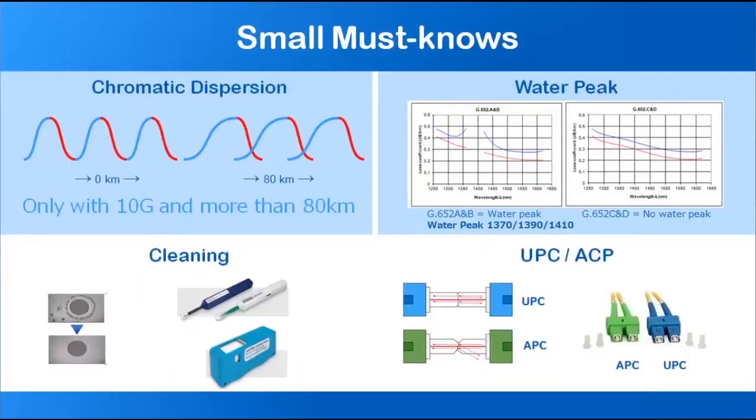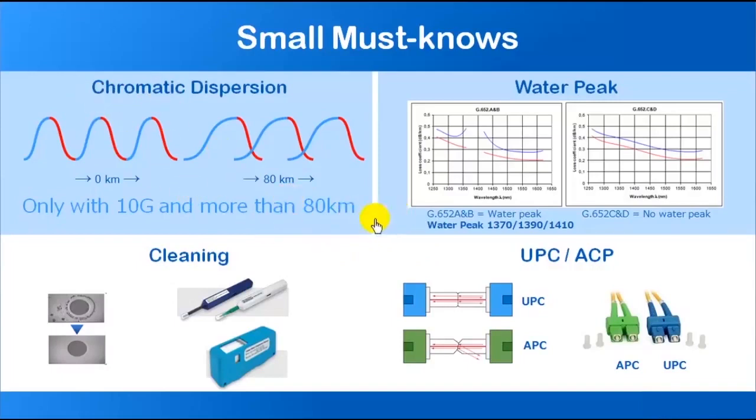The last slide are just some small must-knowns about fibers. With 10 gig and above 80 kilometers you got something called chromatic dispersion. And that's only with 10 gig and above 80 kilometers. So if you got 1 gig, 2 gig, you don't have to take this into account. And that's the effect when the waves are overlapping each other. We got a different presentation where I will explain how you can compensate the chromatic dispersion.